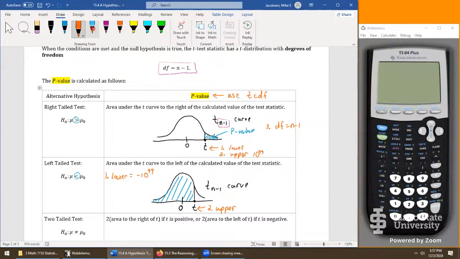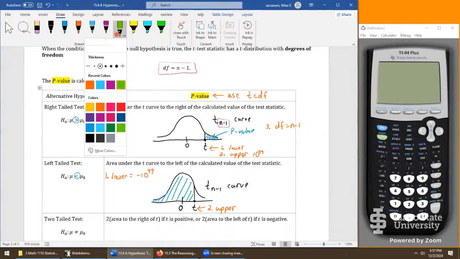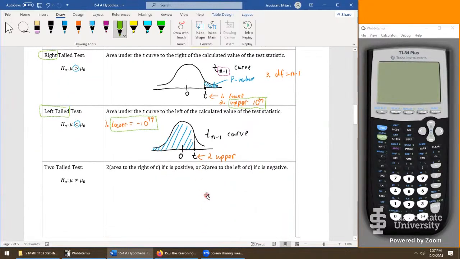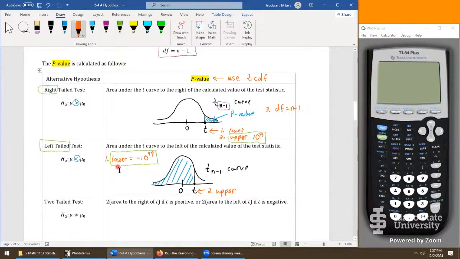And this is a decent idea to connect as well. There's so many little things that you might want to highlight. You don't want to make the notes too busy. But if it's a right-tailed test, you'll notice that implies immediately upper is 10 power 99. If it's a left-tailed test, that implies immediately, this time the lower is negative 10 power 99. If it's a two-tailed test, now it's confusing. That's the one we spend more time dissecting. But we have input 1 for lower, input 2, the test statistic for your upper, and input 3 is still degrees of freedom, n-1.